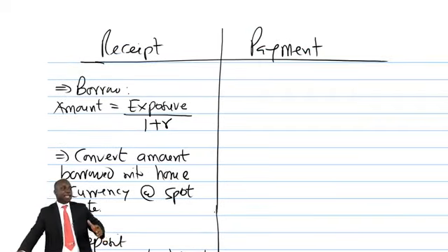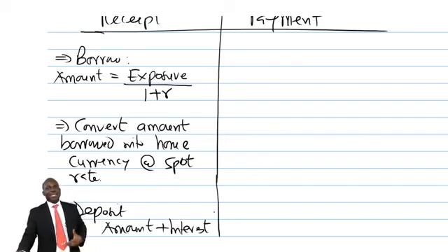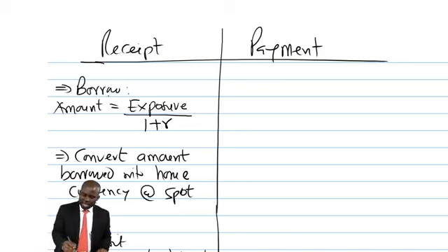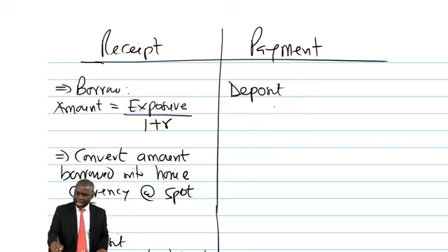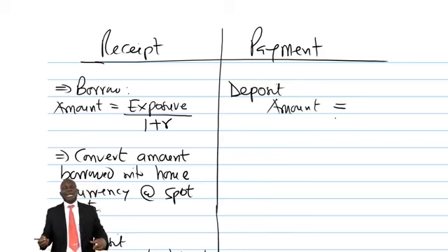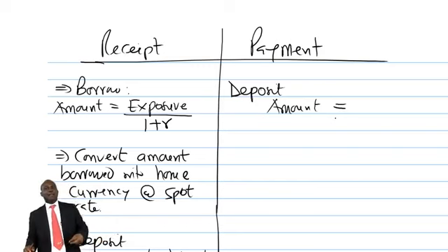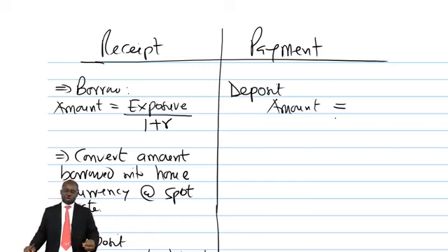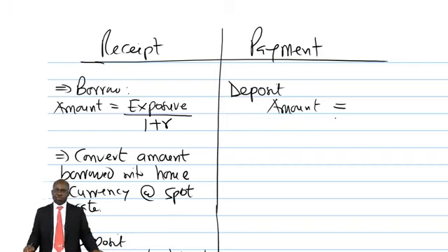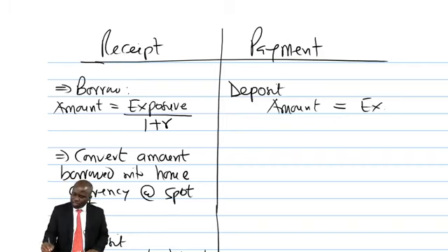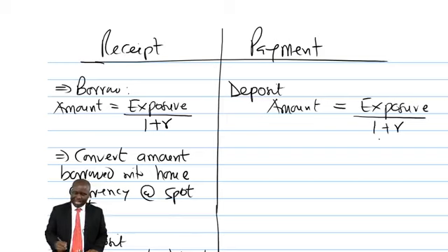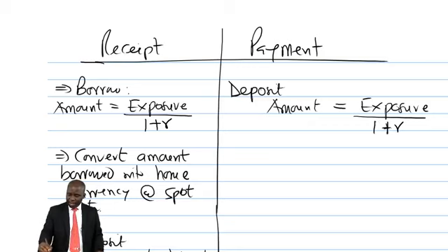Same way, if I am going to pay, the counter of payment is to create what? Receipt. Therefore, instead of borrowing, I will go and deposit money. I need to deposit an amount now, so that the amount deposited plus its interest will bring you to the amount that you would have to pay. So this one too is the exposure divided by 1 plus R.